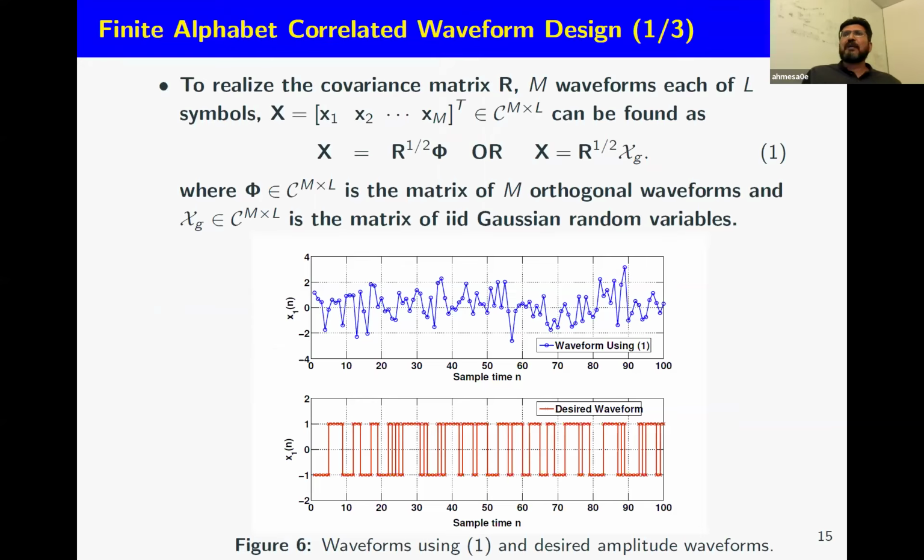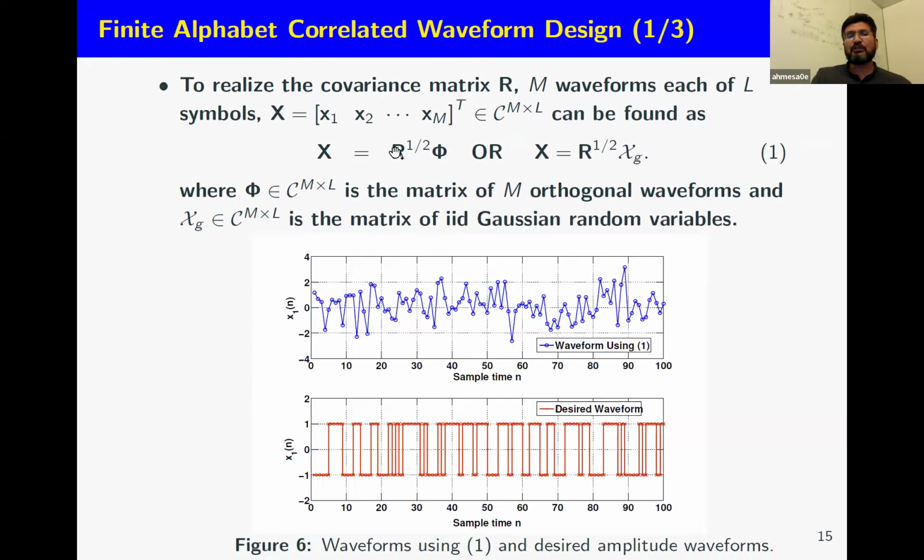Now, once we have the covariance matrix, we don't transmit the covariance matrix. What we have to do is transmit the waveform. So we need a waveform that can realize that covariance matrix. This is the second step. First, for the desired beam pattern, we find the covariance matrix. Once we have the covariance matrix, in the next step we find the waveforms. Finding the waveform is very simple.